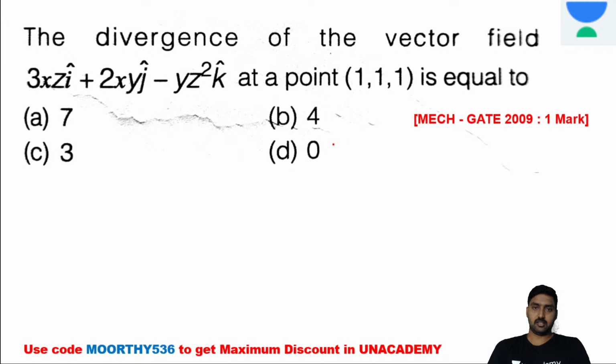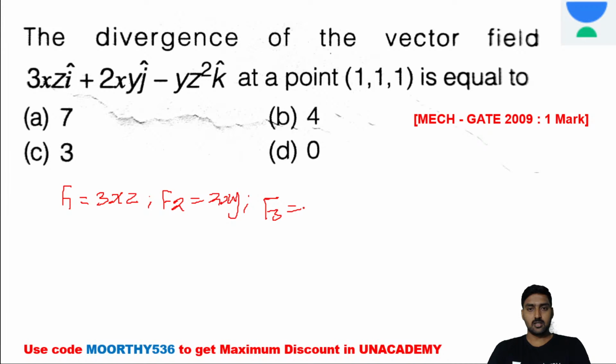Here also it's the same divergence as in the previous question, right? So here 3xz i vector. First, what we need to do is find the divergence at that point. While applying the vector field function, first f1. f1 is equal to 3xz. What about f2? f2 is equal to 2xy. Then what about f3? f3 is equal to minus y z square.